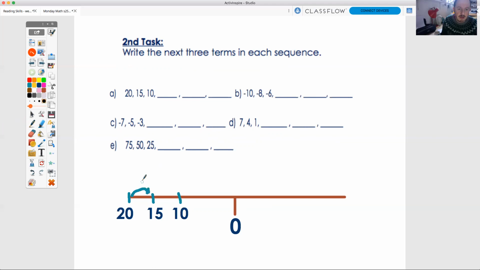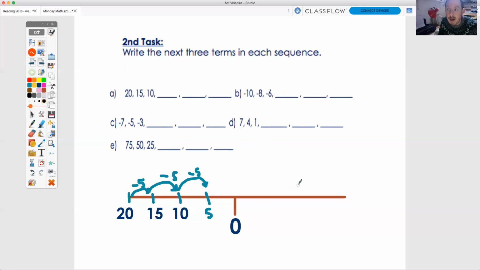As you see, it's -5 to get from 20 to 15. We've got to subtract another 5 to get from 15 to 10. Subtract another 5. Well, 10 take away 5, I probably don't need to tell you what that is. That's 5. And then keep going with that pattern each time down the number line, finding out what the next number is. Let's look at B now.